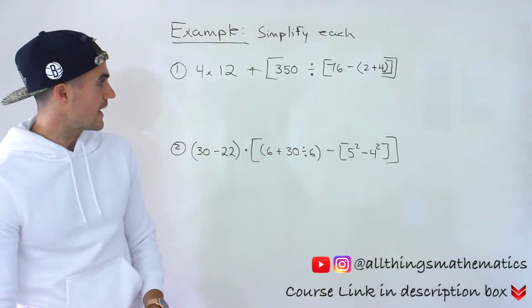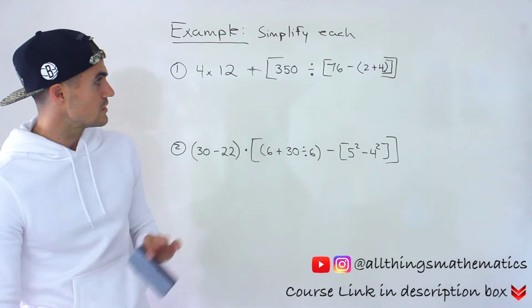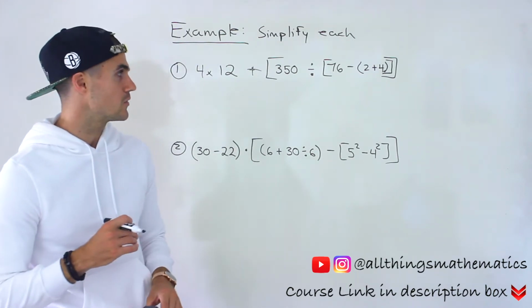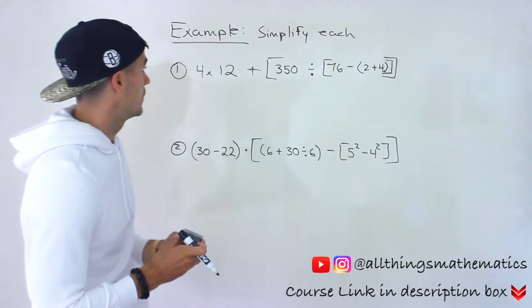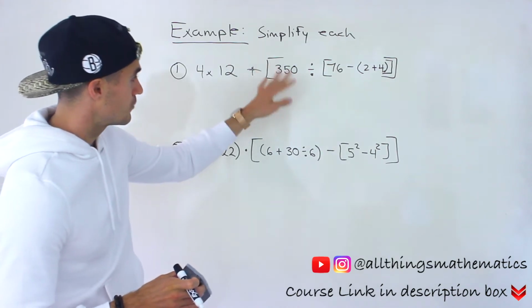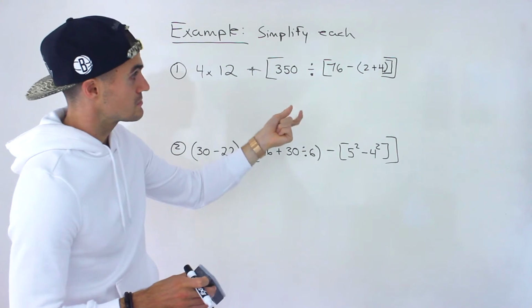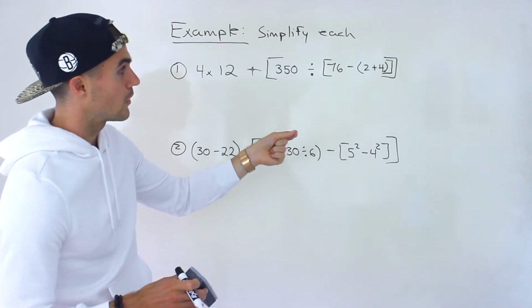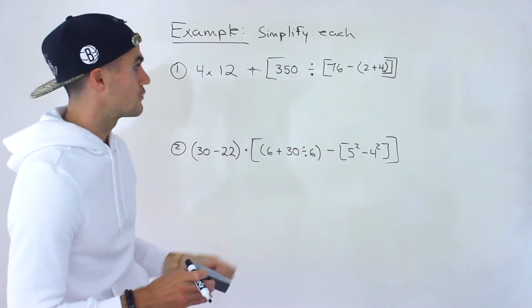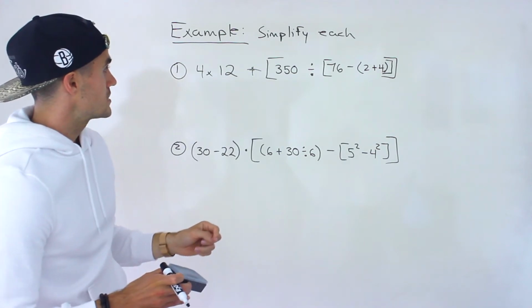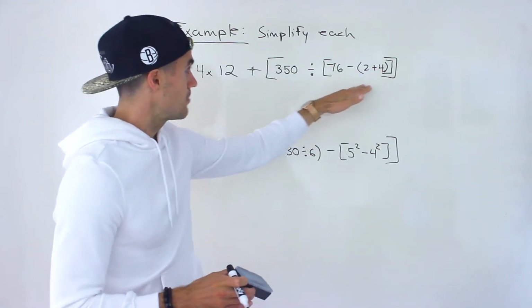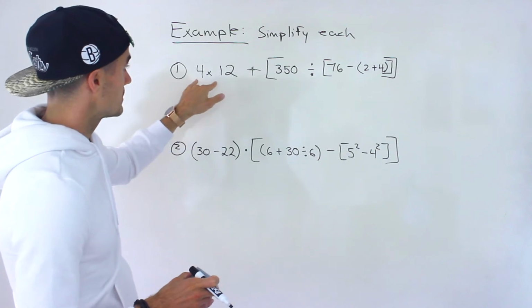Moving on to the next example, we've got to simplify each of these, so a little bit more practice dealing with BEDMAS, starting with number 1. We've got 4 times 12 plus, in brackets, 350 divided by, in brackets, 76 minus, in brackets, 2 plus 4, and then we're closing off all those brackets. So notice that we're going to have to simplify this big bracket here, and then add it to this.